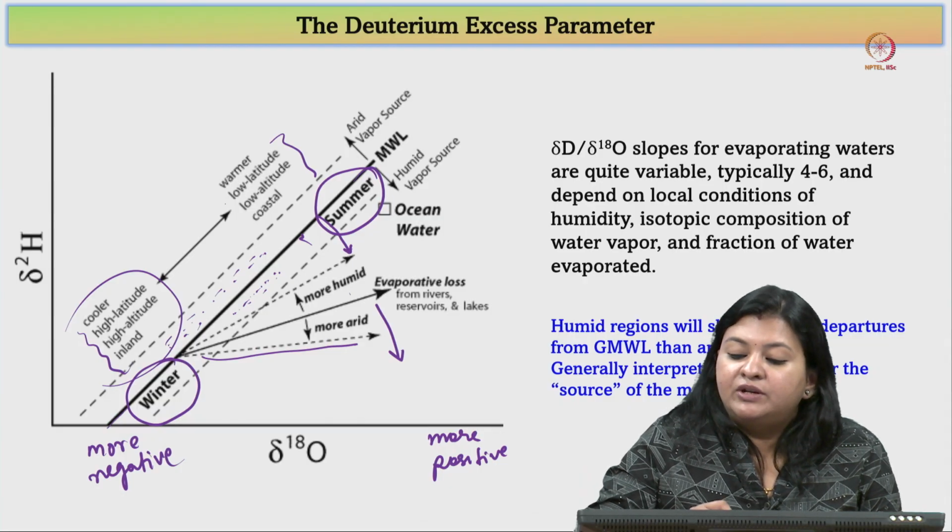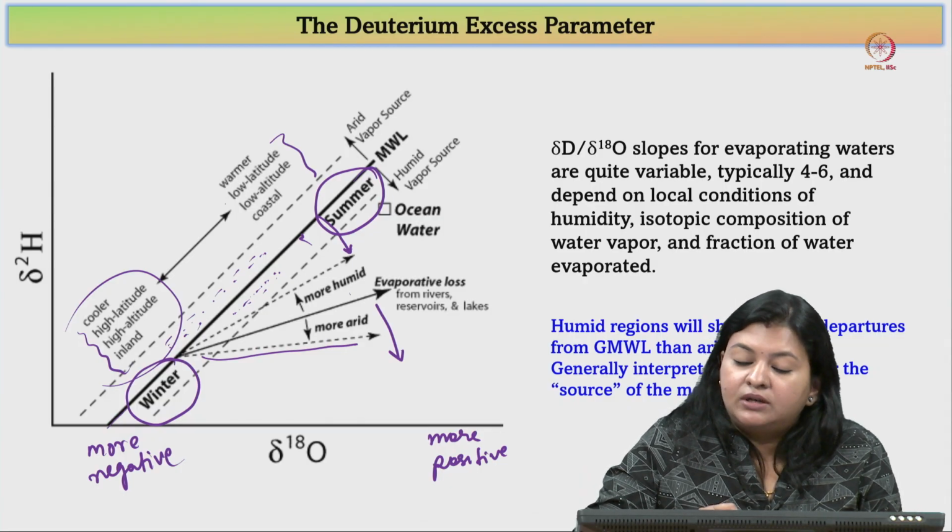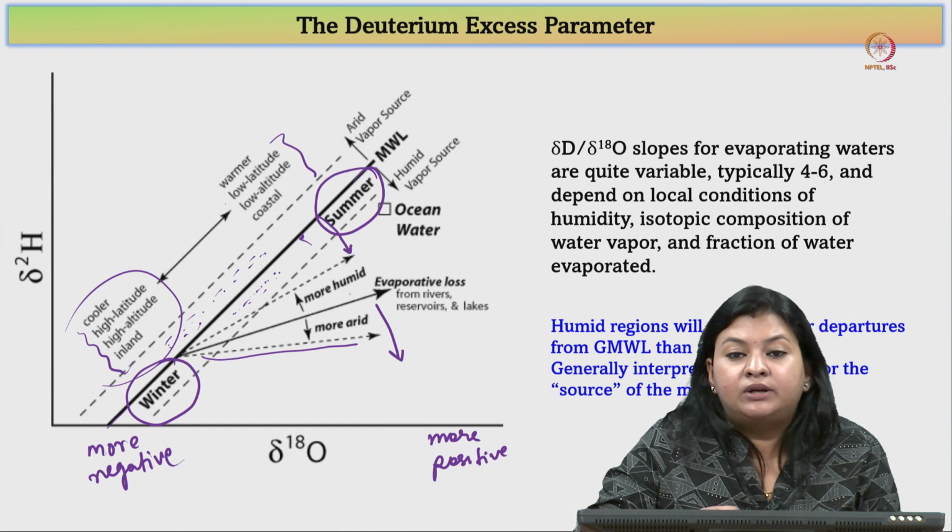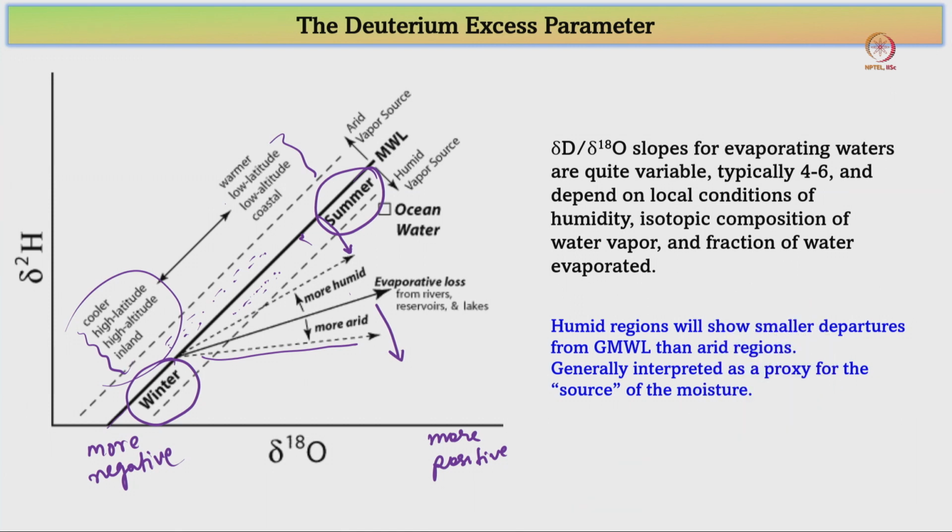Humid regions will show smaller departures from the global meteoric water line than the arid regions, and generally this is interpreted as a proxy for the source of the moisture. Such departures from the global meteoric water line are useful for indicating the source of the moisture. So, it is used as a proxy. Proxy means an indicator, a tracer.